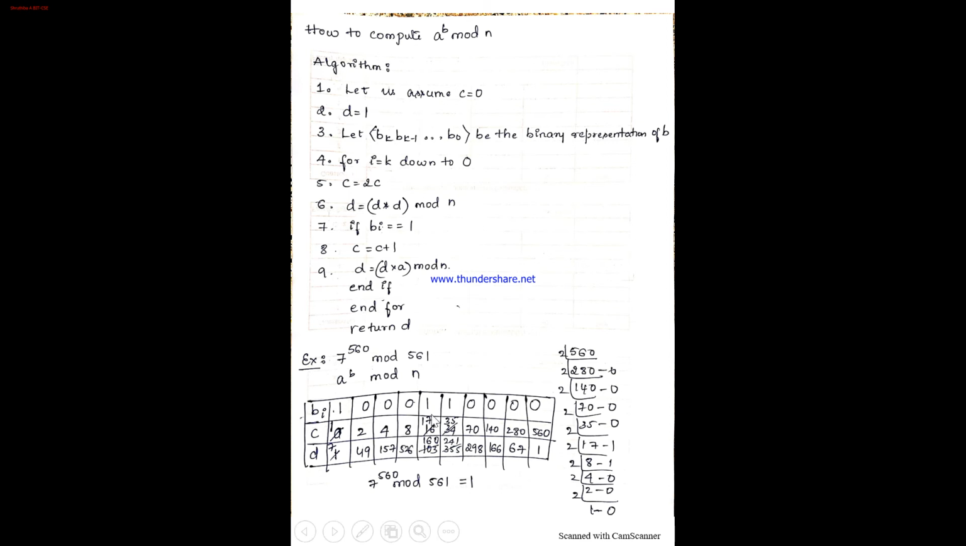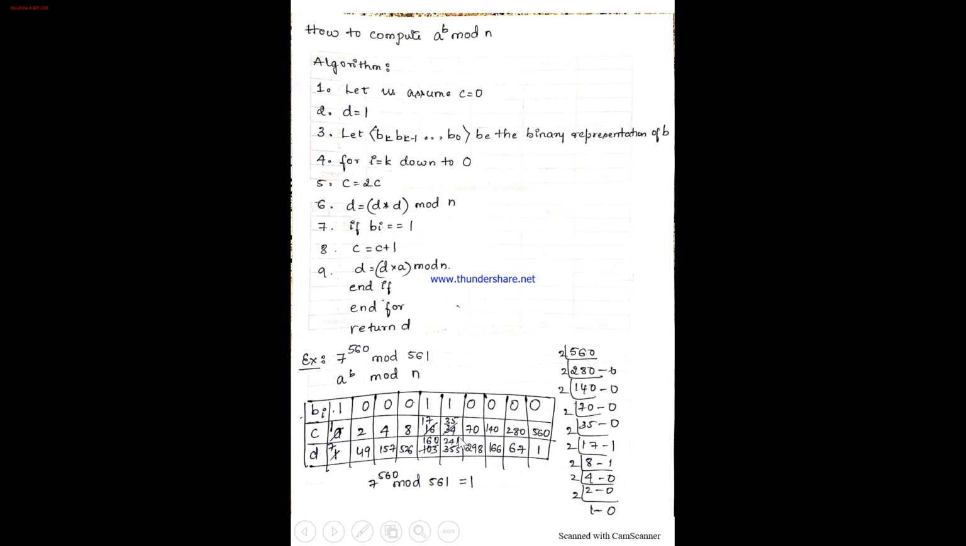526 into 526 mod 561 is 103. Since the bit is 1, I'll not stop here. 103 into 7 mod 561, I'll get the answer as 160. Next, 160 into 160.